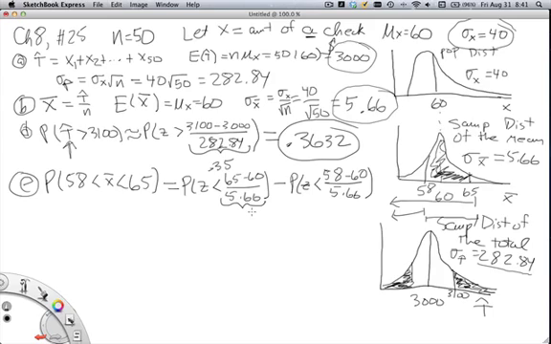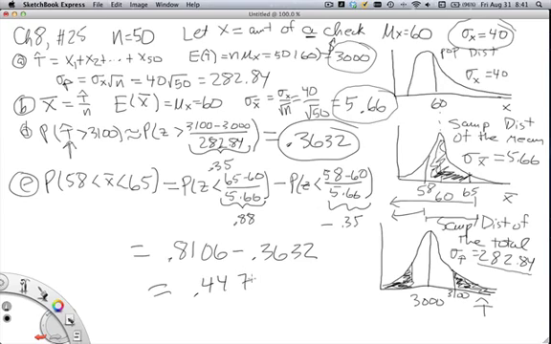If you go off and do the math, this is 0.88. This is minus 0.35. Go look up those two numbers in your normal table. So you get 0.8106 less 0.3632. So the final answer is 0.4474. And that is the area in that slice in the middle. So that's problem number 25 in Chapter 8.